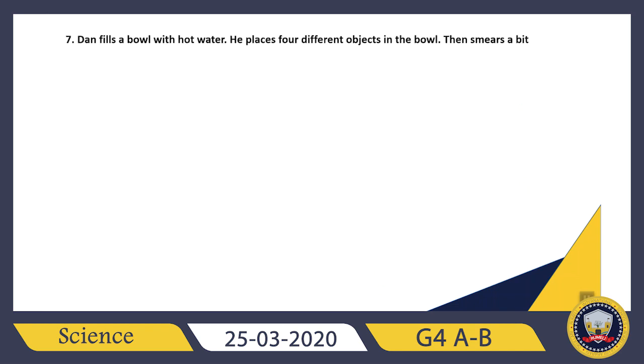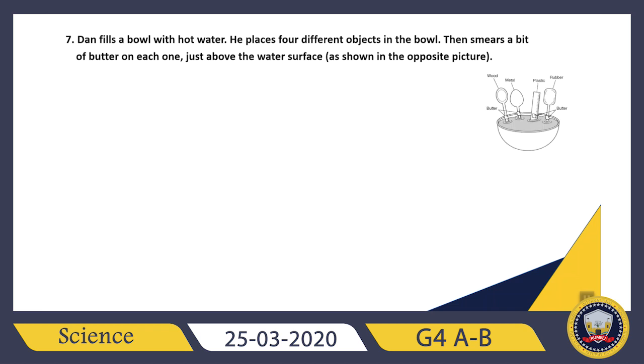Number 7. Dan fills a bowl with hot water. He places 4 different objects in the bowl, then smears a bit of butter on each one, just above the water surface, as shown in the figure. Here is a piece of butter, here is 1, 2, 3, 4. One of them on this rubber spatula, another on the plastic ruler, and here is a metallic spoon and a wooden spoon. On each one there is a piece of butter.